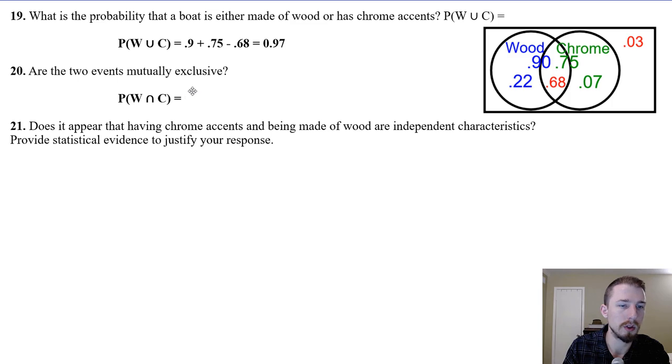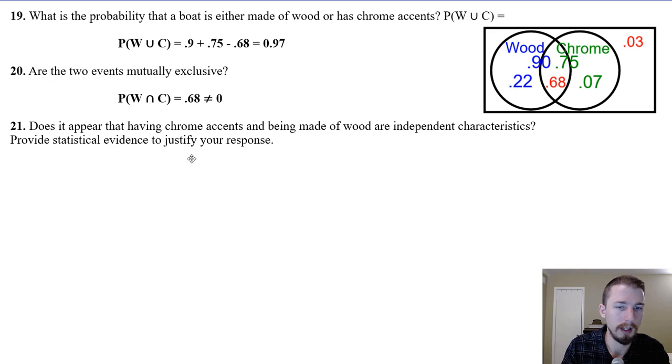Are the two mutually exclusive? Well, the intersection is equal to 68%, so it's not equal to zero, and therefore it's not mutually exclusive, because it was possible to have a boat that was made of wood and also had chrome accents.